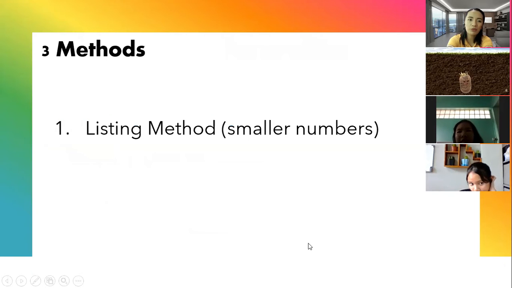Okay, let's move on. We have 3 methods of writing the factors of numbers. First, we have the listing method. Do you still remember how to do the listing method? We use this method for smaller numbers. So what we did a while ago is what we call the listing method. Do you understand?